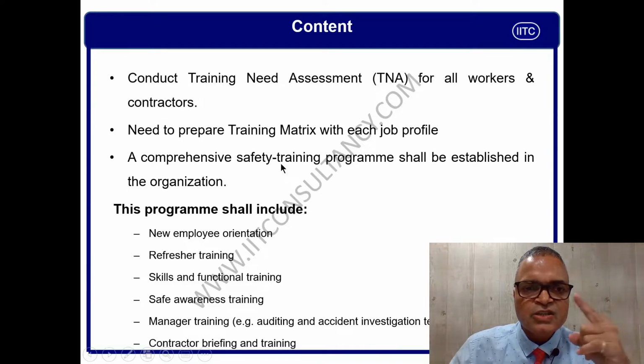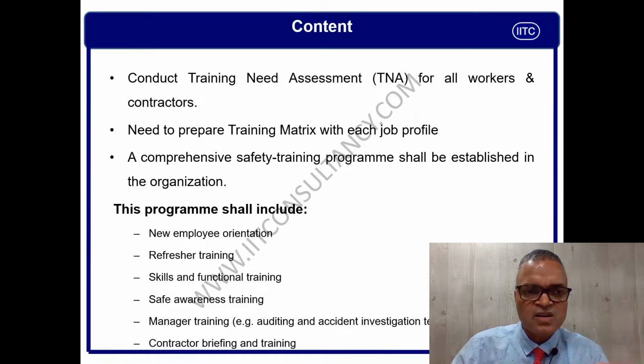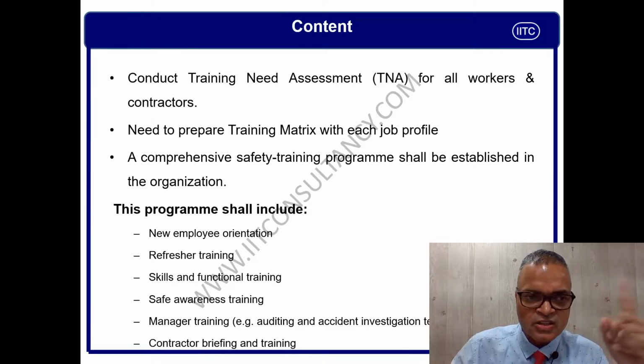A comprehensive safety training program shall be established in the organization. Why are we saying comprehensive? If we don't have a formal comprehensive training program, it is not going to give the right skill, right information and right competence to the people, and ultimately this will affect the safety policy goal and objective, which will affect the objective of the organization.